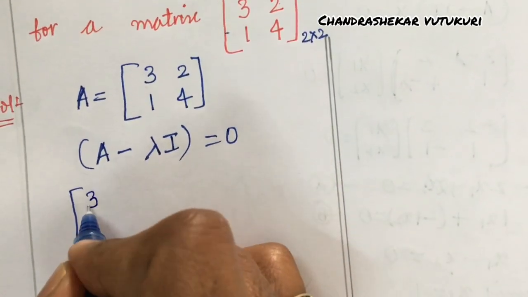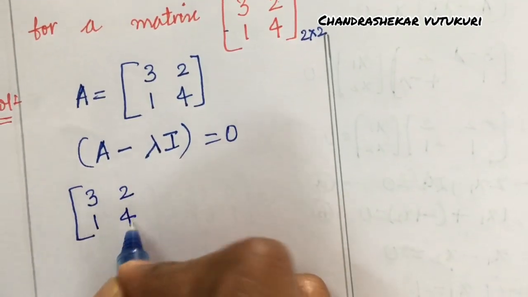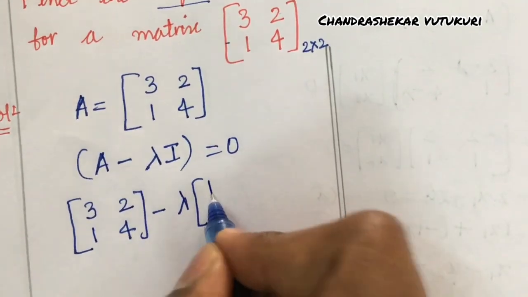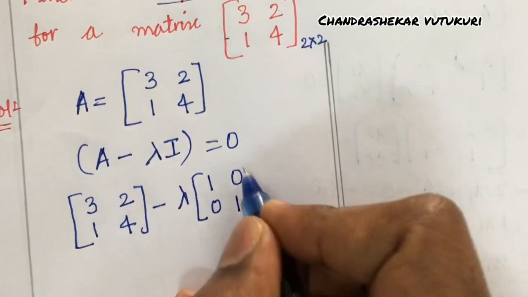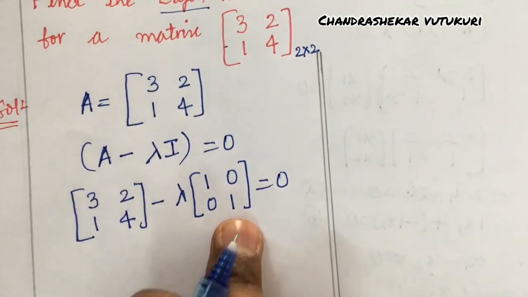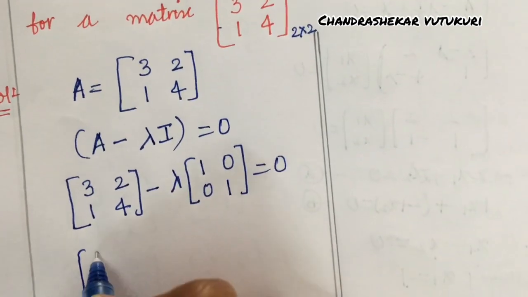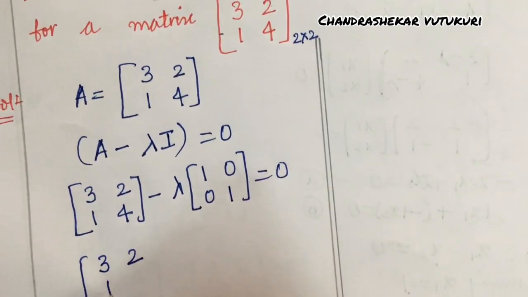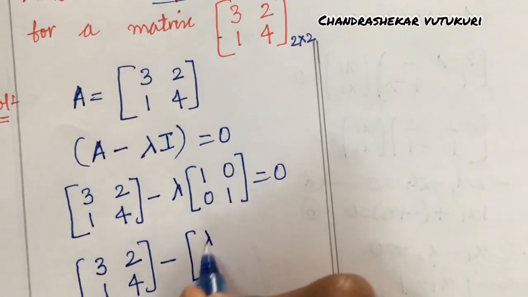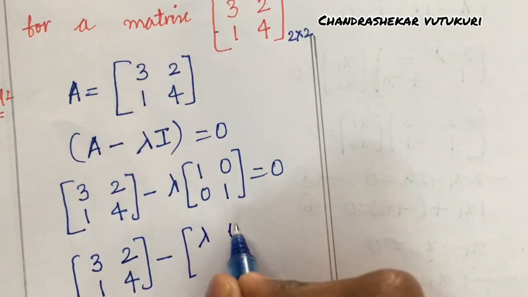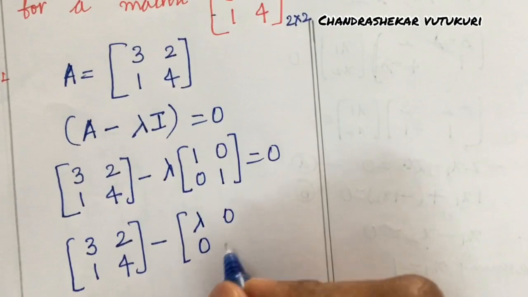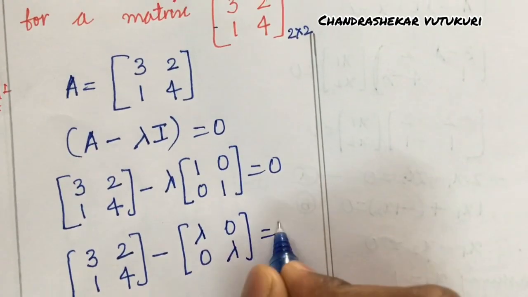So, that is [3, 2; 1, 4] minus lambda times the matrix I, which is [1, 0; 0, 1]. This equals 0, because it is a 2 by 2 matrix. Further, we can write this as [3, 2; 1, 4] minus, multiplying lambda with this matrix, lambda times 1 is lambda, lambda times 0 is 0, lambda times 0 is 0, and lambda times 1 is lambda, and this equals 0.